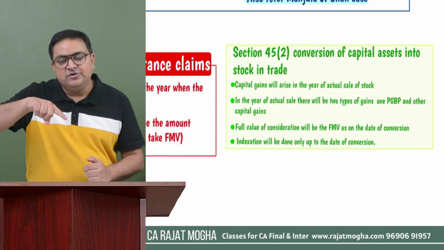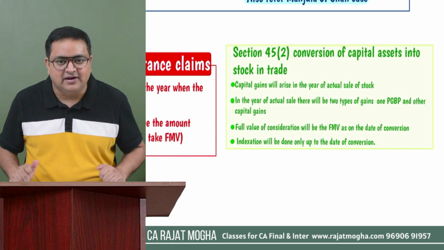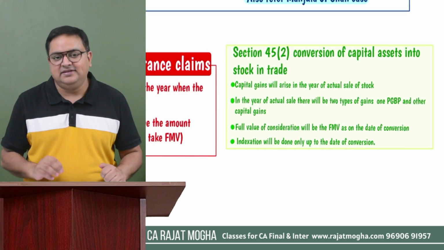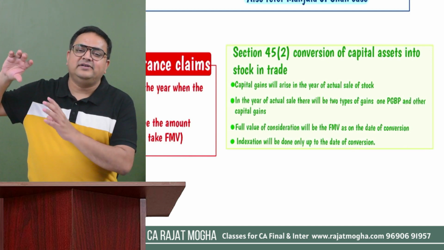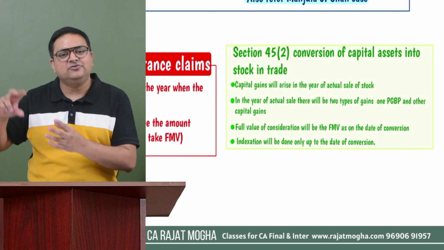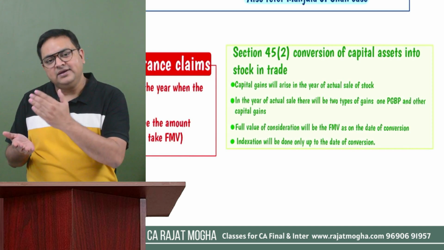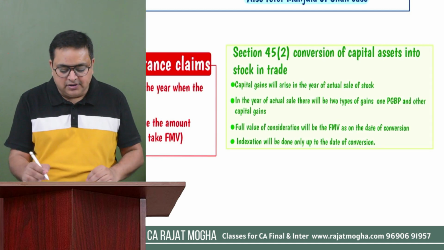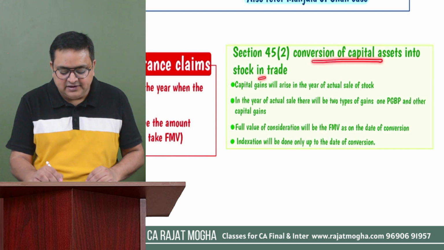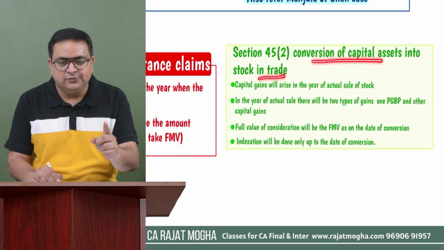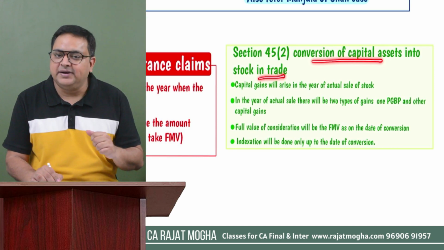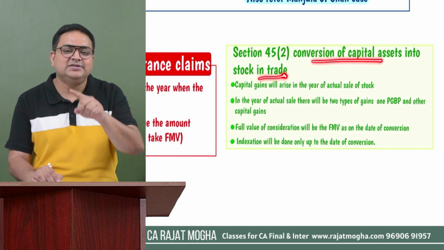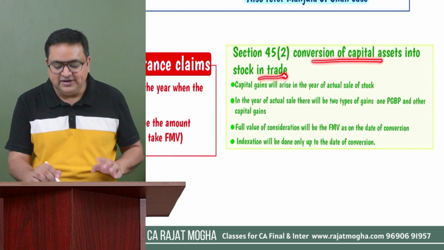In the year when this conversion happens, it is regarded as a year of transfer. Please understand, it will be regarded as a year of transfer. But we will not charge capital gain in this year. Whenever the stock is sold, in that year, the capital gain would be taxable. Also, there would be PGBP income. But the point is that whenever conversion of capital asset into stock in trade happens, it will be regarded as a transfer, but we will defer the capital gain tax liability. We'll delay it, and we will charge it in the year when it is actually sold.